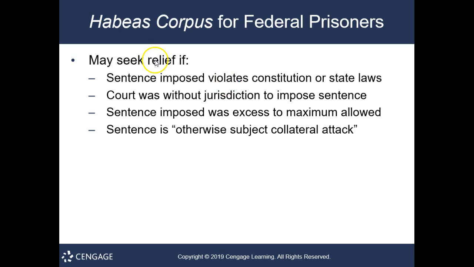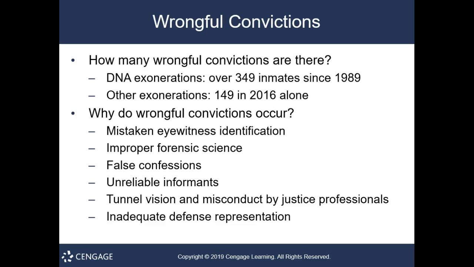All right, so habeas corpus for federal prisoners, they may seek this relief if, number one, the sentence imposed violates the Constitution or state laws. Number two, the court was without jurisdiction to impose the sentence. Number three, the sentence imposed was in excess of the maximum allowed, or the sentence is otherwise subject to collateral attack in some fashion. So if you have a sentencing issue, habeas can be used as a basis for setting aside the sentencing.